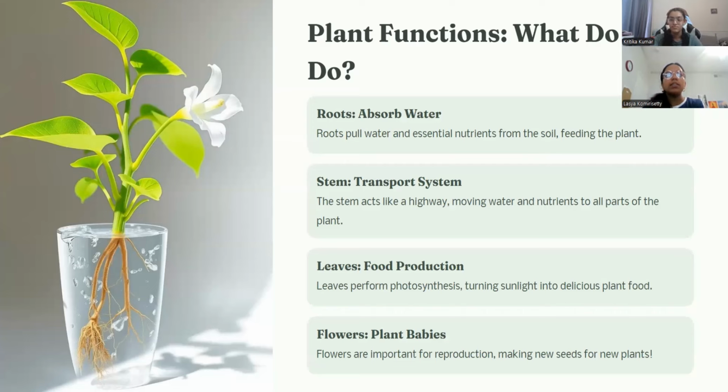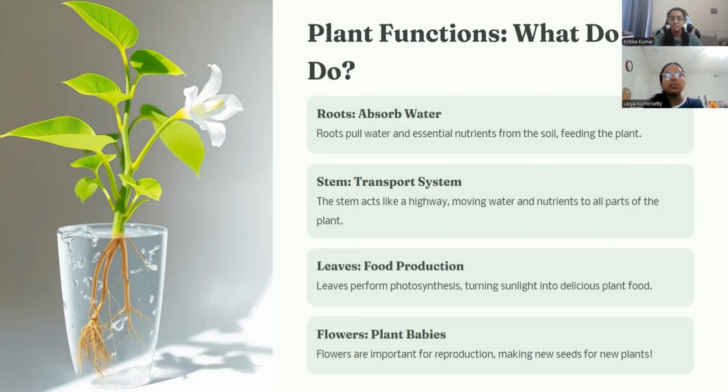Stems are the transportation system. They help transport every single thing from the roots to the leaves and throughout the whole plant itself. The stem acts like a highway, moving water and nutrients to all the different parts of the plant.